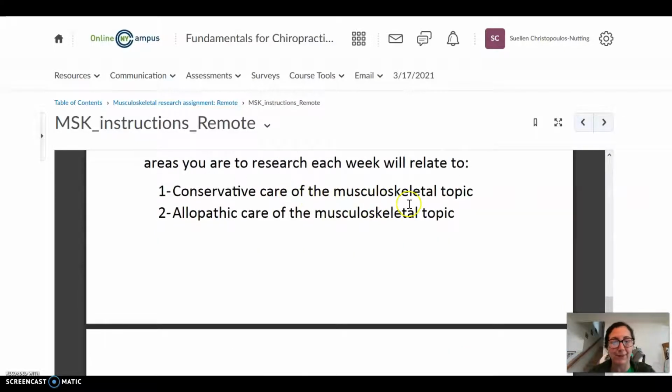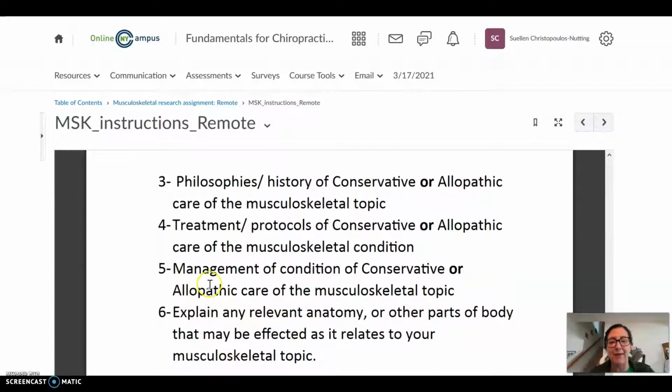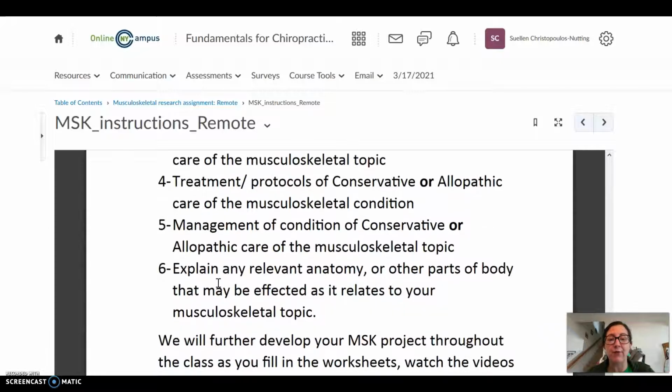The first one was conservative care. Second was allopathic. Third was philosophy and history. And then you did the treatment and protocol. I made the management optional, and most of you did not submit anything, and that's okay, that's fine, because it was optional. But you are still responsible to have this information in your annotation, and I mentioned that in one of the previous interviews.